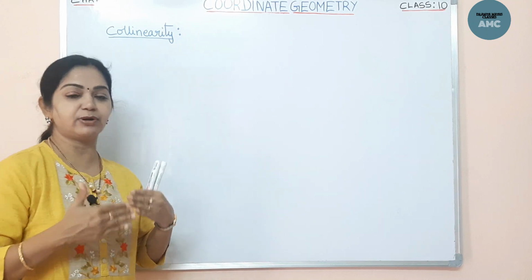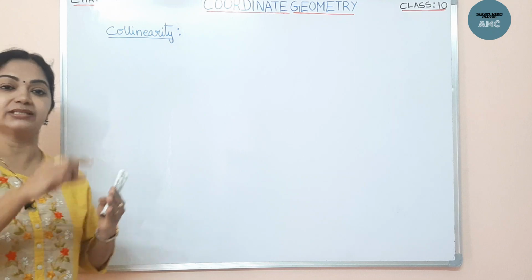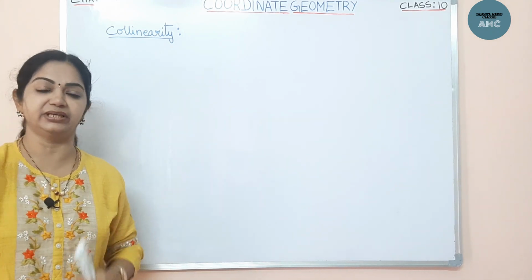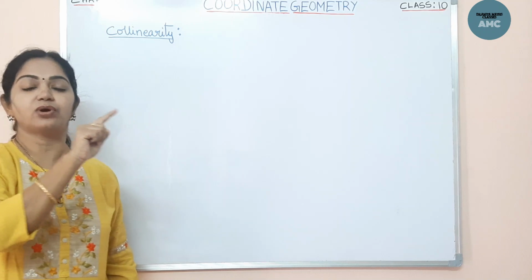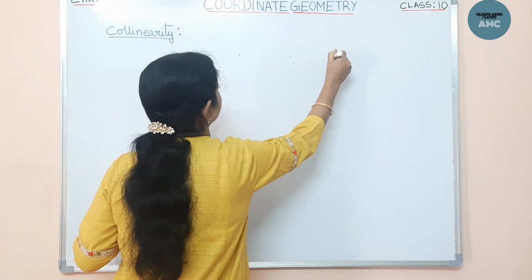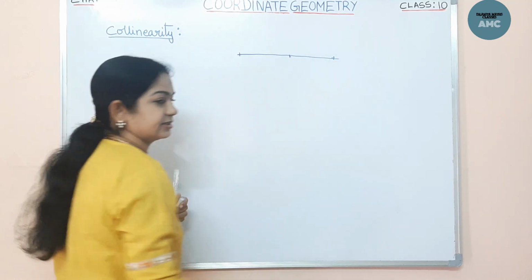Now we were discussing about the area of a triangle, right? 3 points when they are collinear means if they are placed on the same line. Collinear. Linear means line, isn't it? So on the same line. So if the 3 points are on the same line, these 3 points are called collinear points.